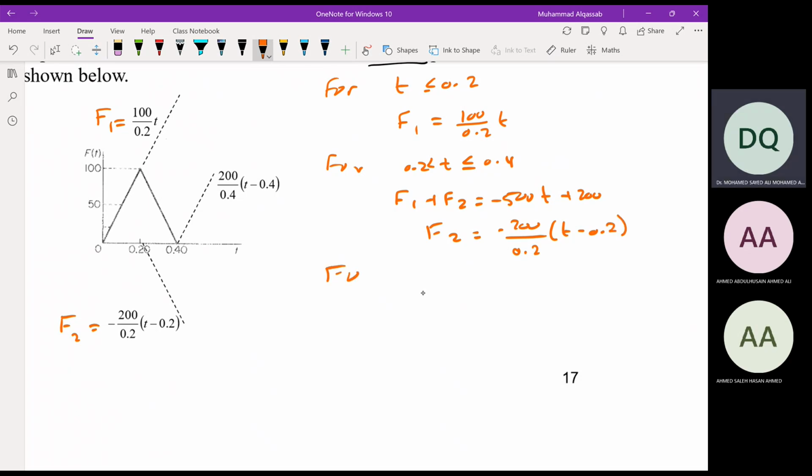And for t greater than 0.4, we should use f3. f1 plus f2 plus f3 should equal 0, and then you can find f3 from here, which is equal to 200 over 0.2 times (t minus 0.4). You have to make it in this form.